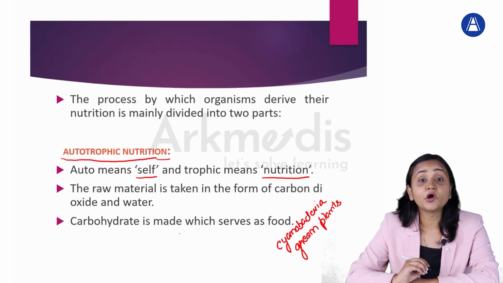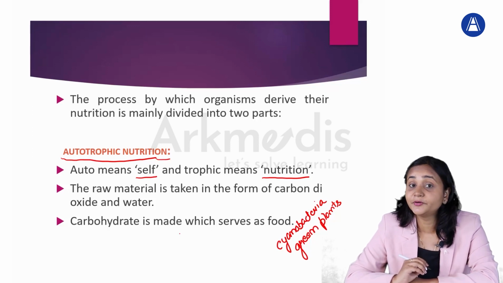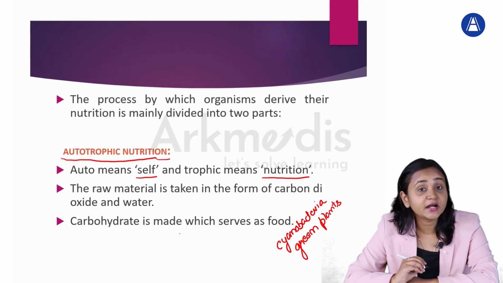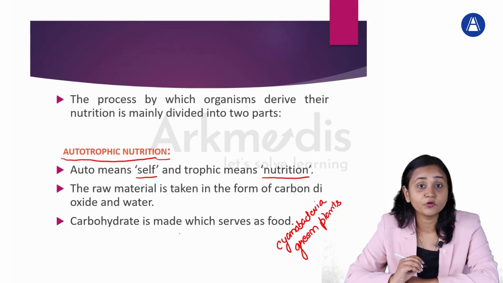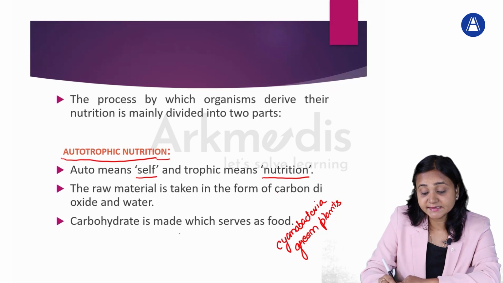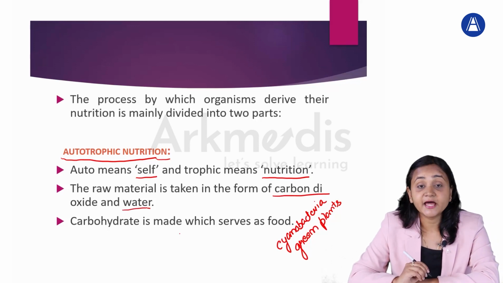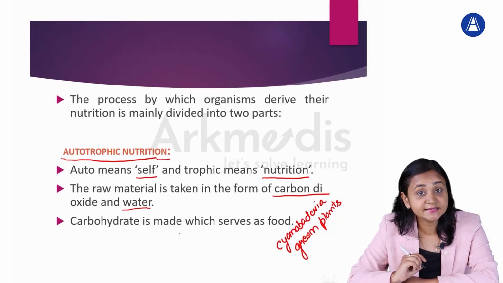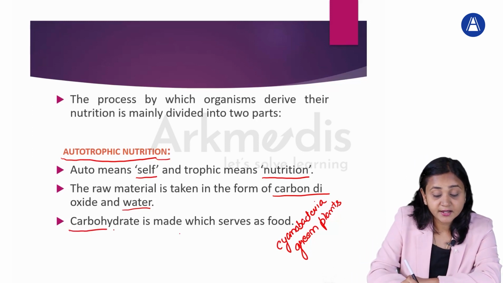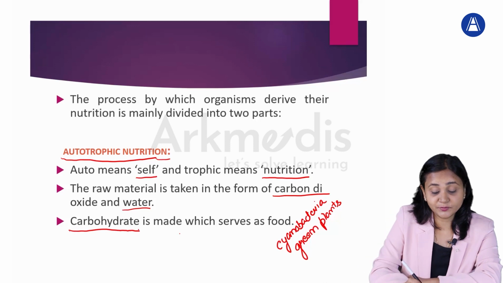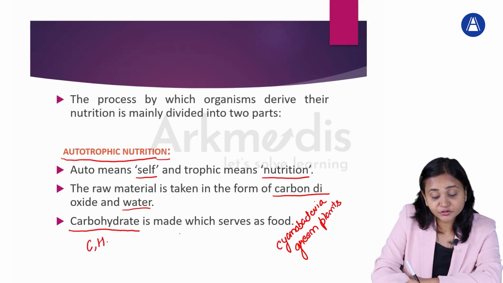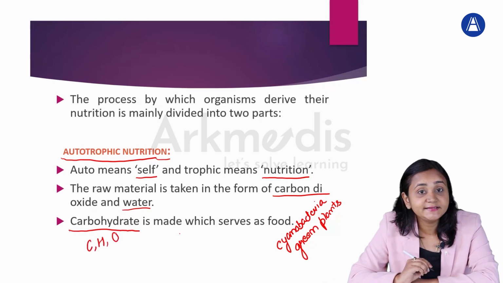Now, raw materials are required for the preparation of food. And what are these raw materials in case of autotrophic organisms? These are carbon dioxide and water. And the food material that is synthesized is basically a carbohydrate. It is made up of carbon, hydrogen and oxygen.